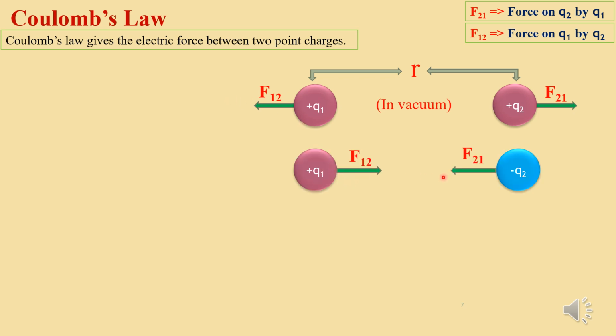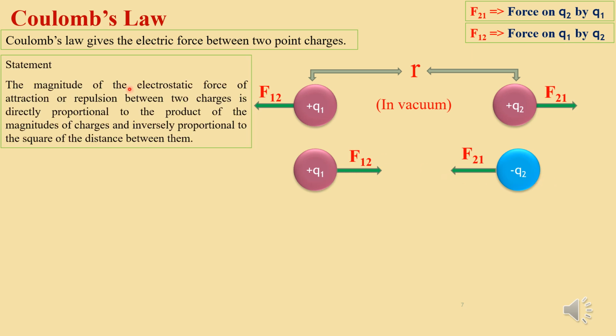Here two dissimilar charges plus Q1 and minus Q2 are attracting each other. Statement of Coulomb's law: the magnitude of the electrostatic force of attraction or repulsion between two charges is directly proportional to the product of magnitude of charges and inversely proportional to the square of the distance between them.